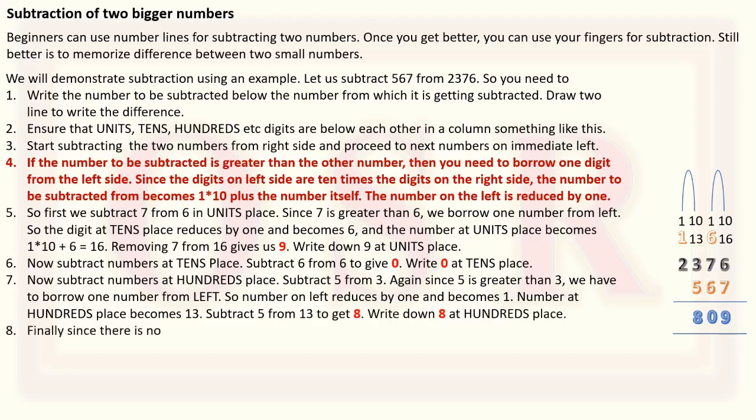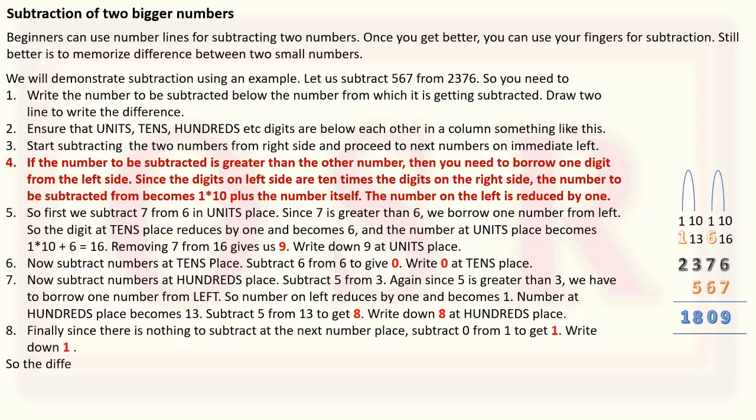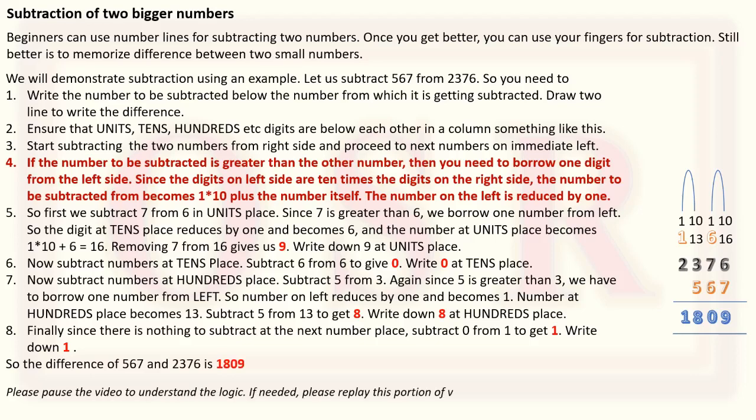Finally, since there is nothing to be subtracted at the next number place, subtract 0 from 1 to get 1. Write down 1. So the difference of 567 and 2376 is 1809. Please pause the video to understand the logic. If needed, please replay this portion of the video. It is important to understand this logic. Once you are sure of this logic, let us proceed further.